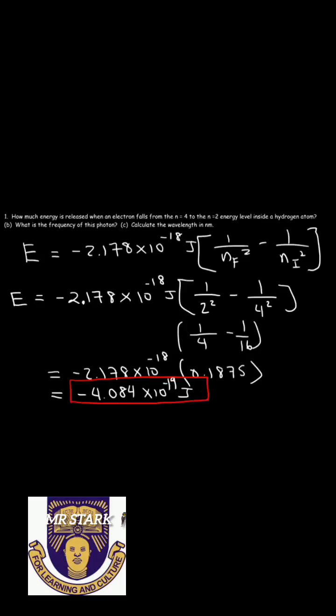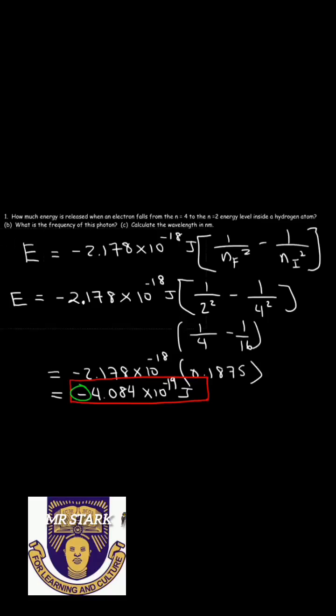Now here's a question for you. Why is this answer negative? Recall that when it falls from a high energy level to a low energy level, a photon is emitted. So the electron is losing energy, and that's why it's negative. If the electron jumped from the second to the fourth, it would be absorbing energy, so E would be positive. So that's why we have a negative sign, to show that energy is being released as the electron falls to a lower energy level.